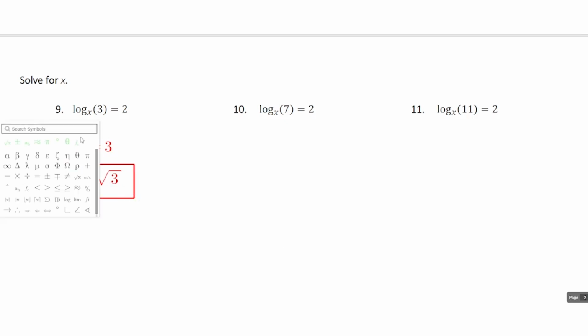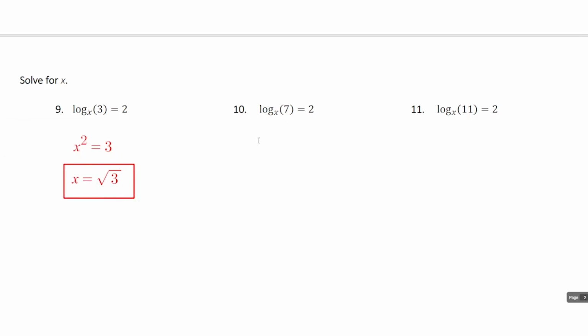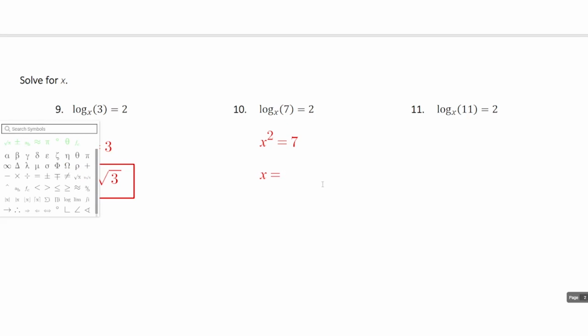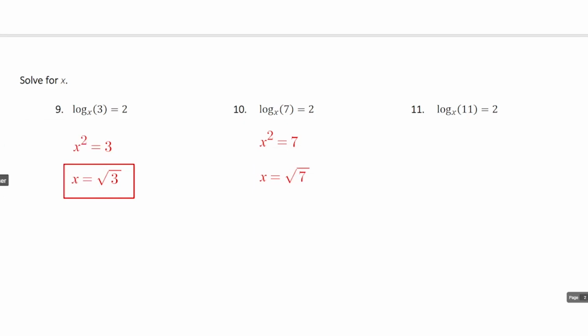Number 10 will be set up similarly, and we can have basically the same discussion here about why x can't be negative. But our setup here is x squared equals 7, and then you just take the square root of both sides. I'm not going to reiterate what I said a minute ago about why this is just going to be positive root 7. Hopefully that made sense to you, but if you skip straight to this problem and are wondering about that, just rewind about a minute or so, and I talked about that back in problem number 9.